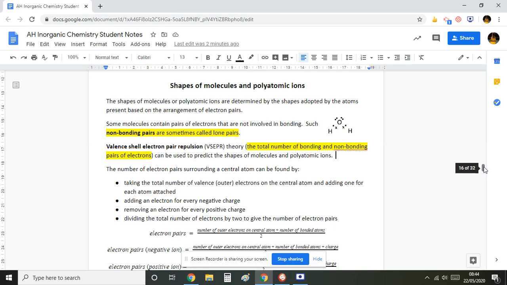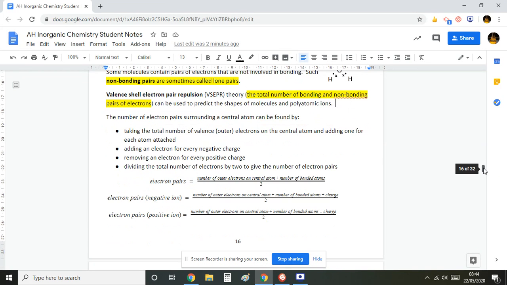You can use these equations below to help you. Unfortunately, these ones are not in the data booklet, so you're just going to have to learn them. To find the number of electron pairs in a neutral molecule, it's the number of outer electrons on the central atom plus the number of bonded atoms, so the number of atoms that are joined to that central atom, and then divide that by 2.